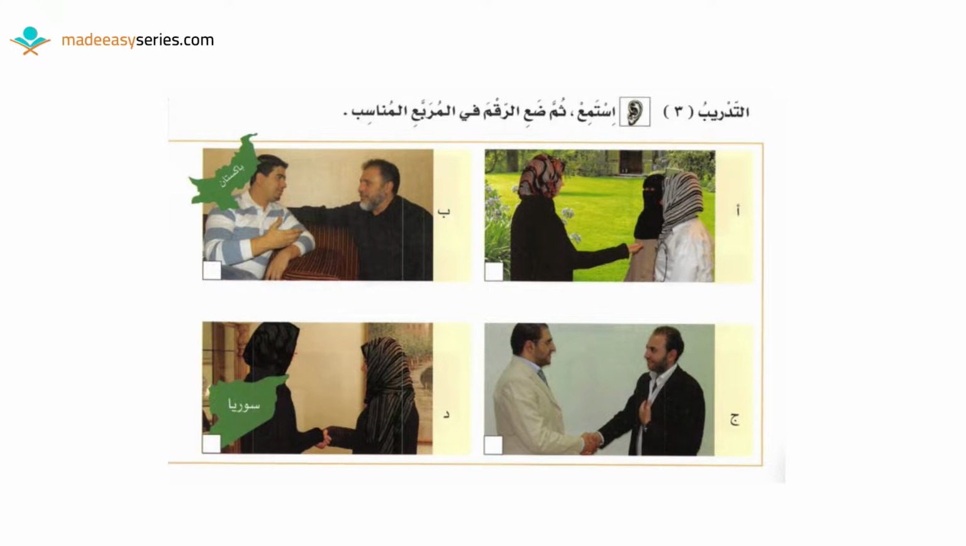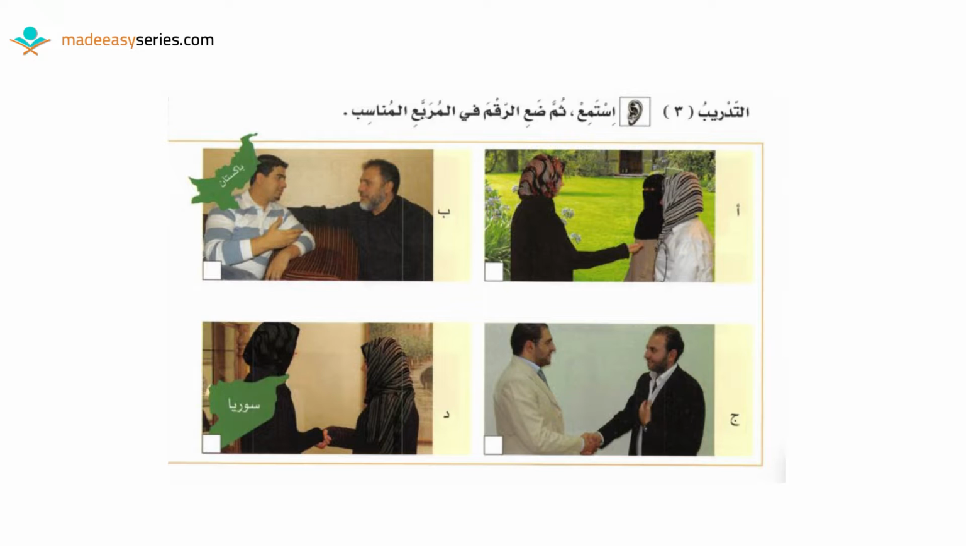end. التدريب الثالث. استمع ثم ضع الرقم في المربع المناسب. 1. من أين أنت؟ أنا من سوريا. هل أنت سورية؟ نعم، أنا سورية. 2. السلام عليكم. وعليكم السلام. اسمي محمد. ما اسمك؟ اسمي علي. 3. كيف حالك؟ بخير والحمد لله. وكيف حالك أنت؟ بخير والحمد لله. 4. هذه أختي، هي طالبة. أهلا وسهلا. هذه صديقتي، هي طبيبة.